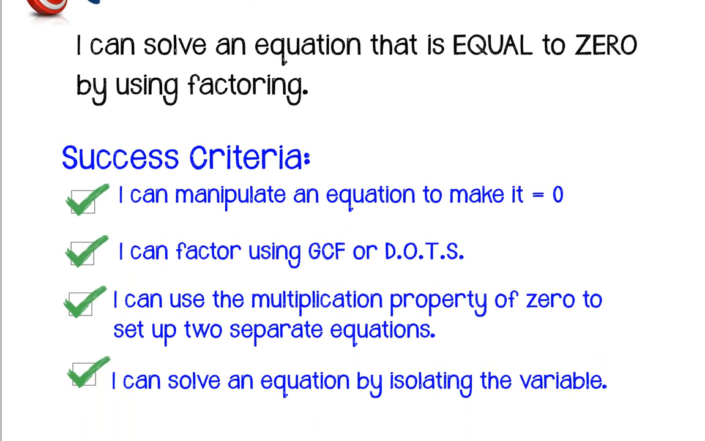So these are the 4 things you need to know in order to be successful. 1, you need to know how to manipulate an equation to make sure it says equals 0. Then you have to factor using either the GCF or the difference of two squares. Once you do that, you're going to use your multiplication property of 0 to set up 2 separate equations, and we're setting up 2 because we're dealing with binomials today. And then you have to be able to solve an equation by isolating that particular variable.